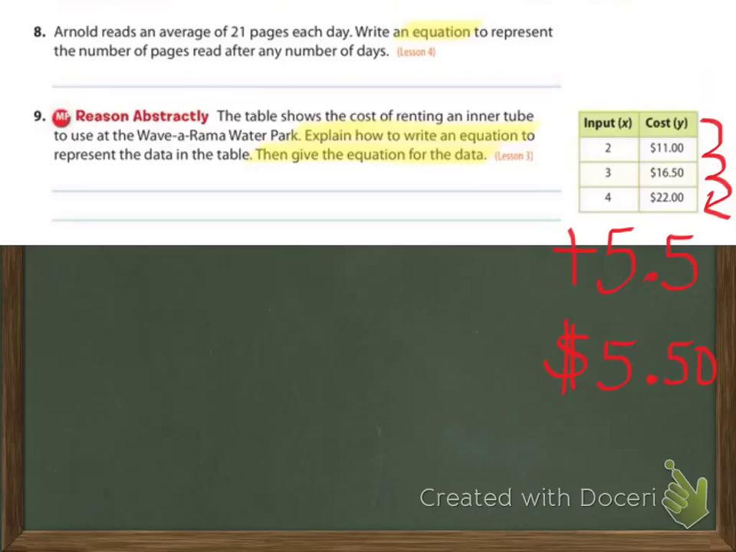All right, so we're saying y equals, the cost y, our output, equals 5.5x, the input. Depending on the input, whether it's 2 or 3 or 4, I'm going to pay 11 or $16.50 or $22. Okay? The input X, the output Y.